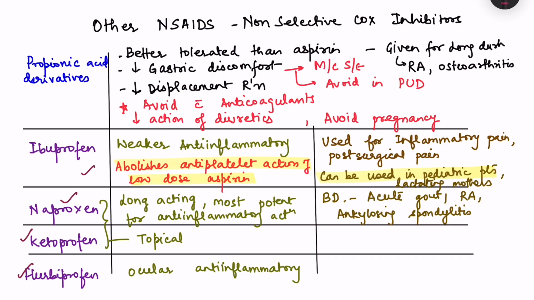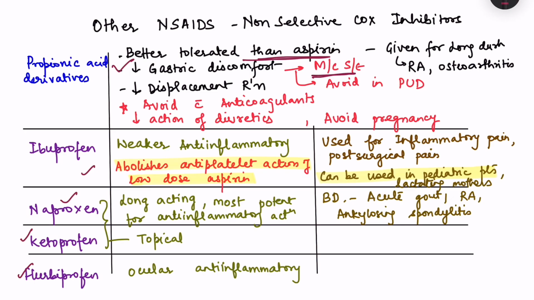These propionic acid derivatives are better tolerated than aspirin and they also cause less gastric discomfort compared to aspirin, but still it is the most common side effect. Remember, they cause less gastric discomfort compared to aspirin. We saw before that aspirin is not used for long term and not used for its anti-inflammatory action because it is not well tolerated. So these drugs can be given for long duration because they have less gastric discomfort.